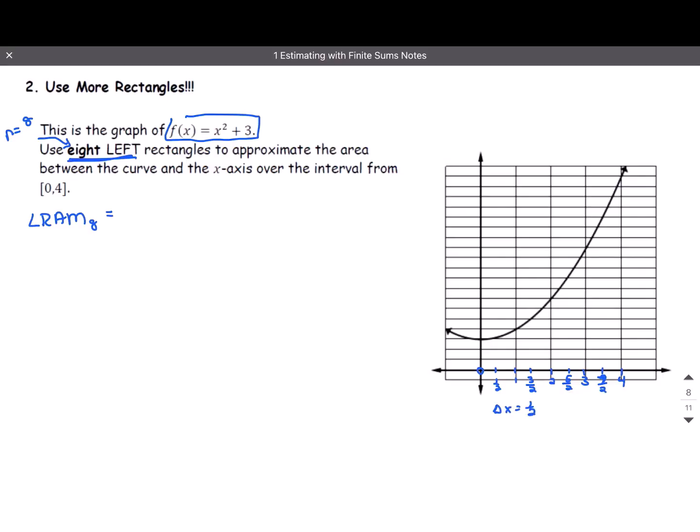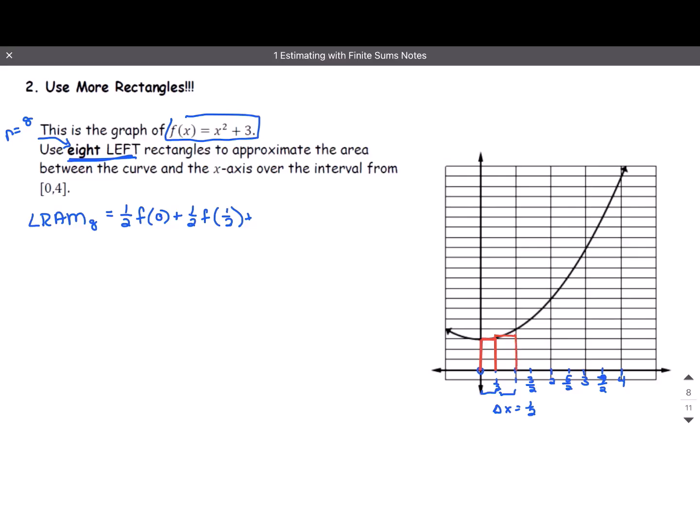So now let's look at the first rectangle. The base is 1 half. And we're doing an LRAM, so between 0 and 1 half, that's our first subinterval. Which one's on the left? That would be 0. So we're going to use the height at 0, and we're going to come over about halfway and come straight down. There we go. Now the next one, between 1 half and 1, that's a base of 1 half, and which one's on the left? That would be 1 half. So we're going to use 1 half to find the height. So from 1 half, we go up to the curve, come across to 1, and down.